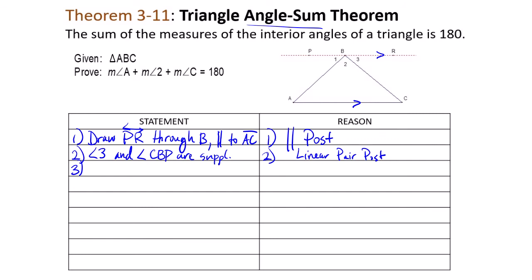All right, so now if two angles are supplementary, what does that mean? That means they add up to 180, right? So I know the measure of angle 3 plus the measure of angle CBP equals 180 degrees, right? And the reason we know that is definition of supplementary.